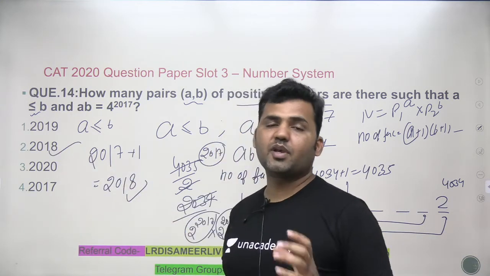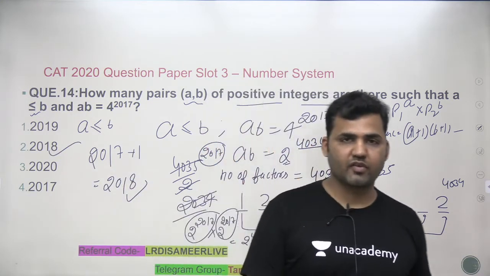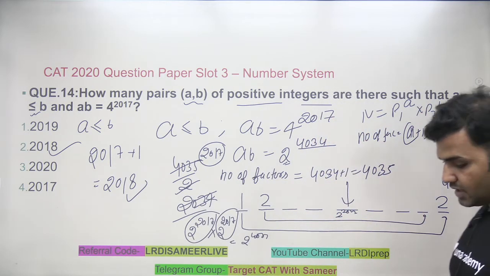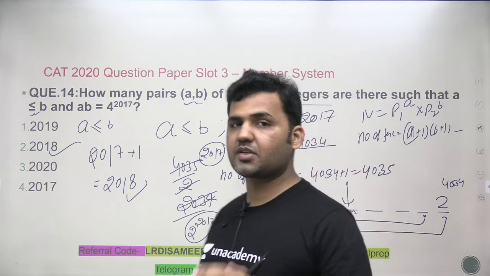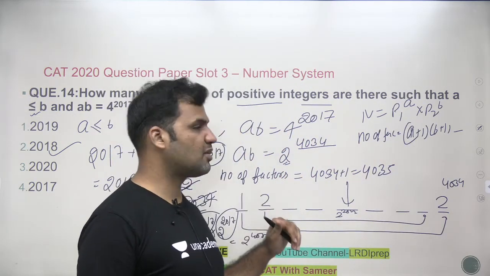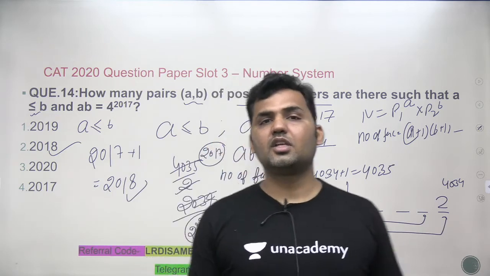Right? This question is based on the relative positioning of the number of factors. One of the best questions of number of factors. In fact, in the last 3 or 4 years, regular questions are coming on number of factors, guys. You can see one question of CAT 2019 also, which is based on number of factors, which we'll be discussing in the series of 2019 slot.